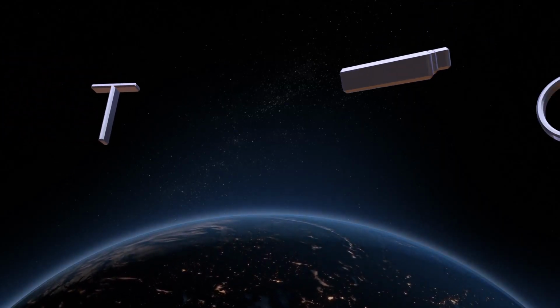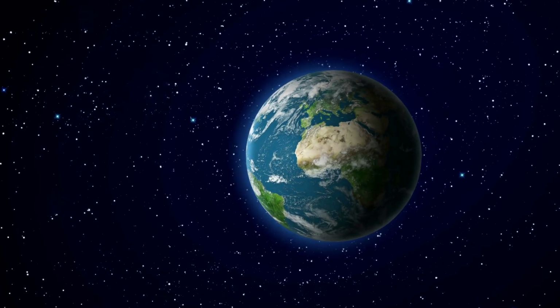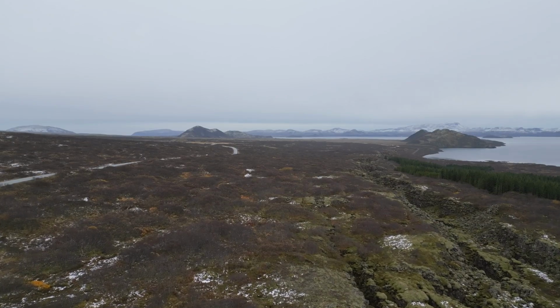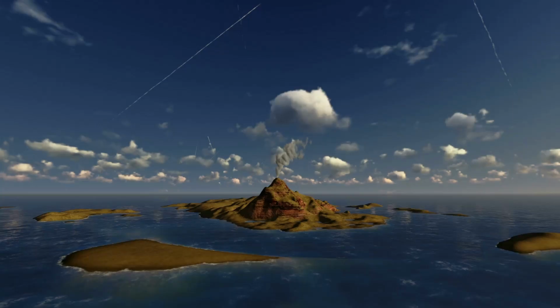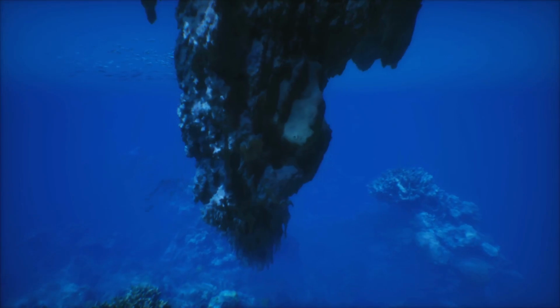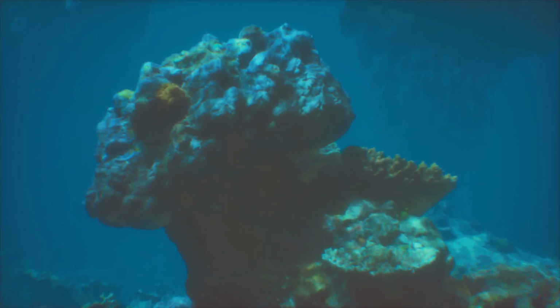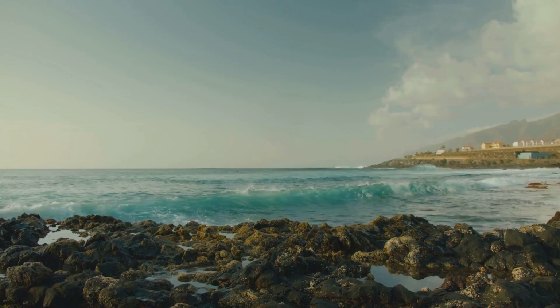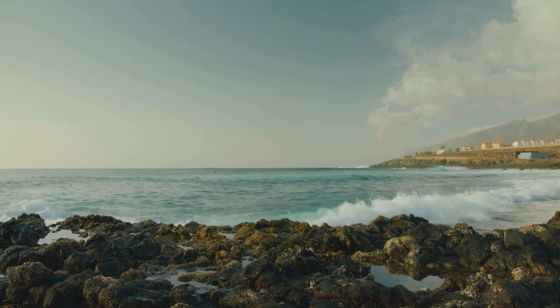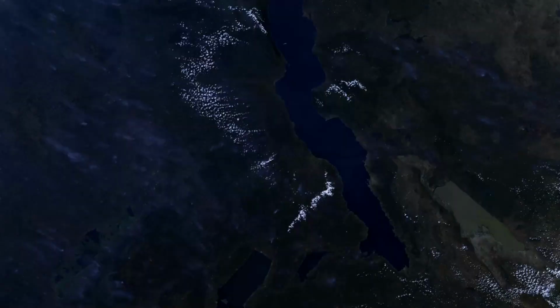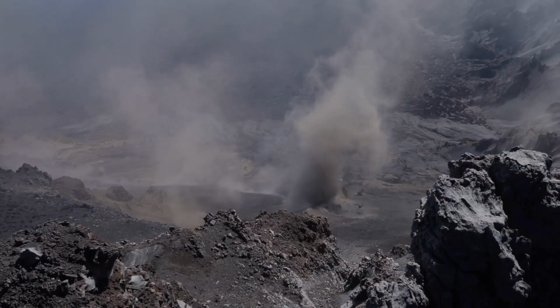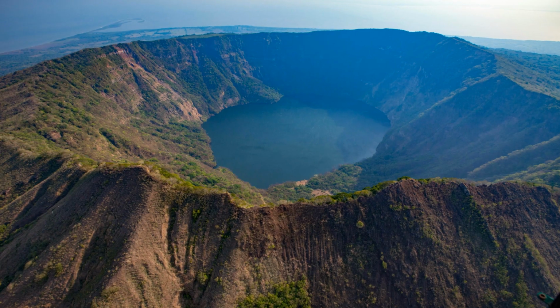First, divergent boundaries where plates move apart. Picture the Earth's crust stretching like taffy, creating a rift. Magma rises to fill the gap, forming new crust. Most of this happens underwater at mid-ocean ridges, like the Mid-Atlantic Ridge, which is making the Atlantic Ocean wider every year. On land, divergent boundaries create rift valleys like the East African Rift, splitting continents and forming volcanoes and lakes.